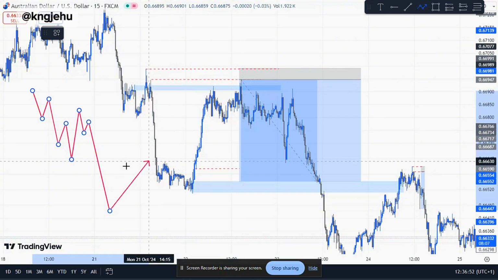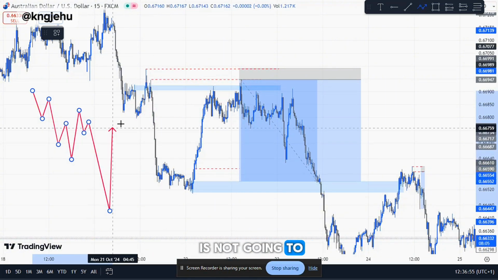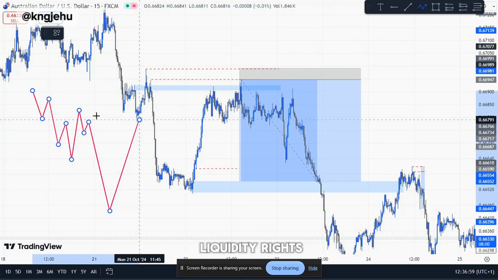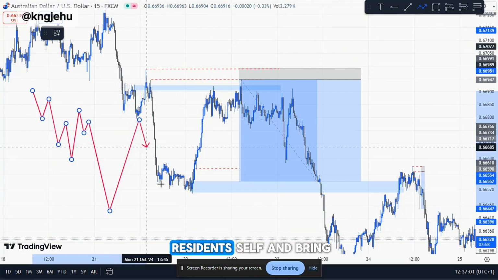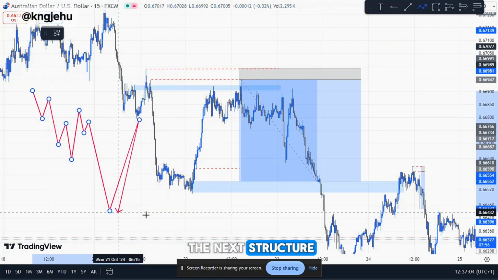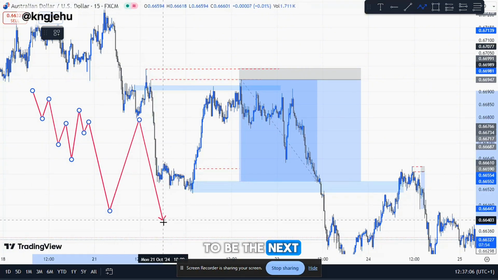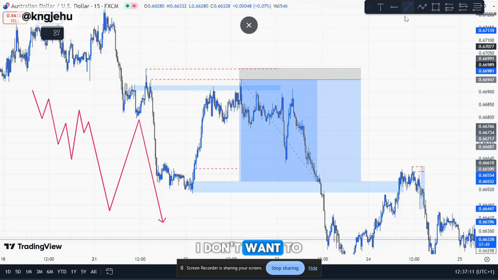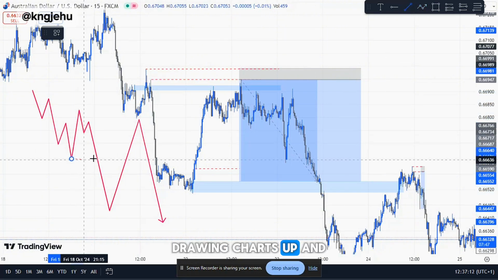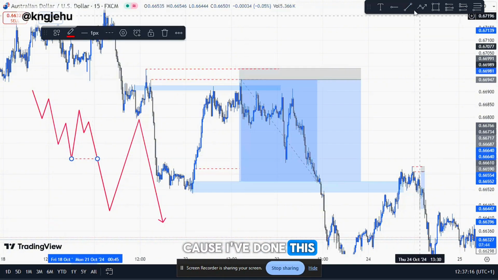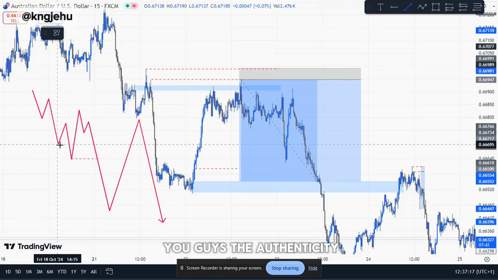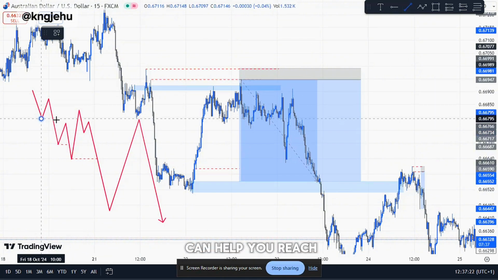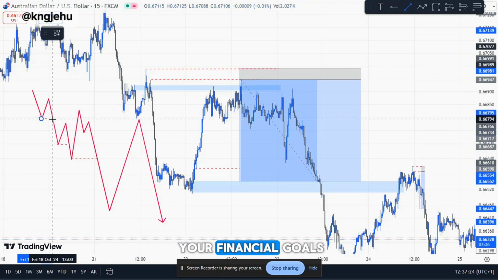So after that, price is now going to come back into this zone, take out this structural liquidity, go above it a little, then sell off and break the next structure. Your target is going to be the next break of structure. I hope you guys understand this. I don't want to spend time drawing charts up and down again for you guys, because I've done this a lot of times in my videos, just trying to show you guys the authenticity of this strategy and how this strategy can help you reach your financial goals.